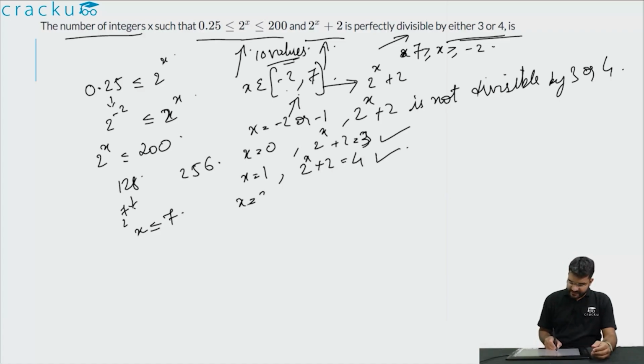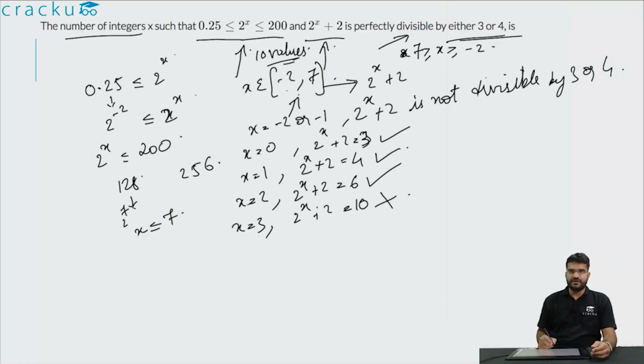Similarly, when x is equal to 2, 2 to the power x is 4, plus 2 is equal to 6. This is divisible by 3. Similarly, when x is equal to 3, 2 to the power x plus 2 will equal 10. This is neither divisible by 3 nor by 4. When x is equal to 4, 2 to the power x plus 2 is equal to 18. This is divisible by 3.